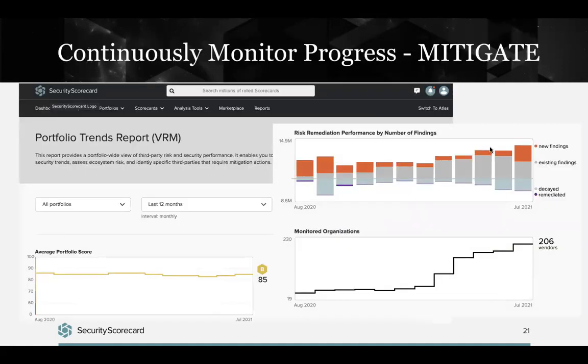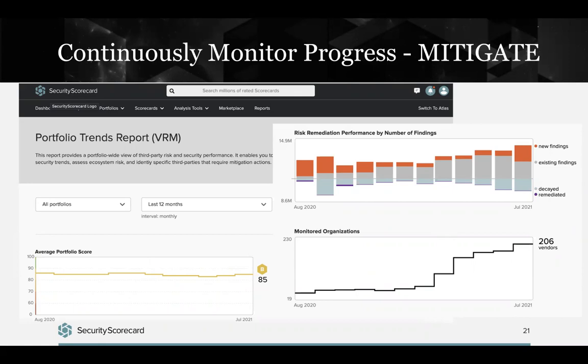The final piece here talks about continuous monitoring, progress, and mitigation. We really want to understand, are we moving things in the right direction? And this is just an example from our security ratings tool, where we look at how a group of vendors, could be a tier of most critical vendors, how their portfolio score is moving. What's that collective risk of that group? The higher that score, the lower the collective risk of breaches.